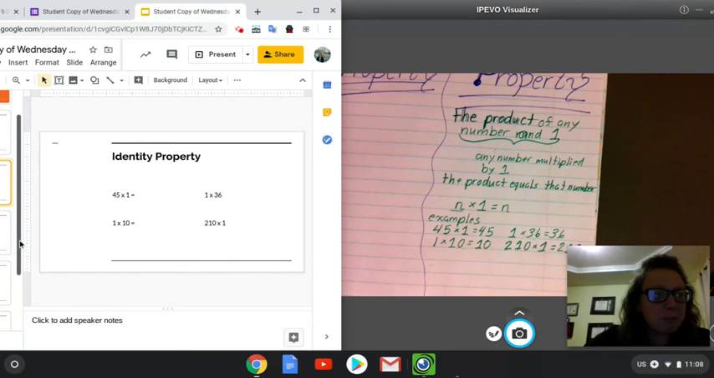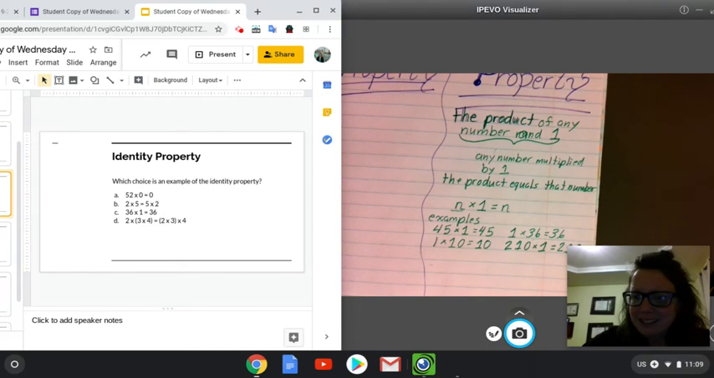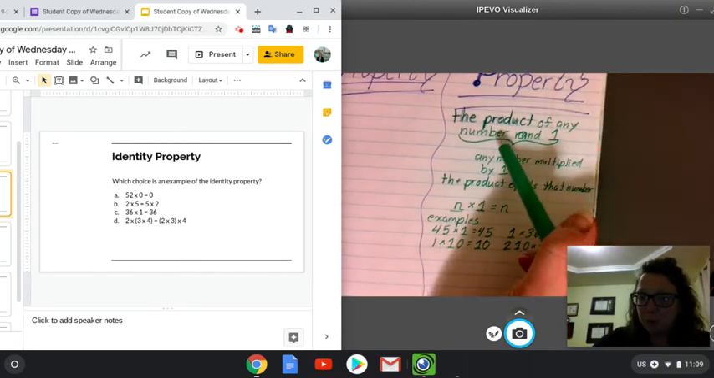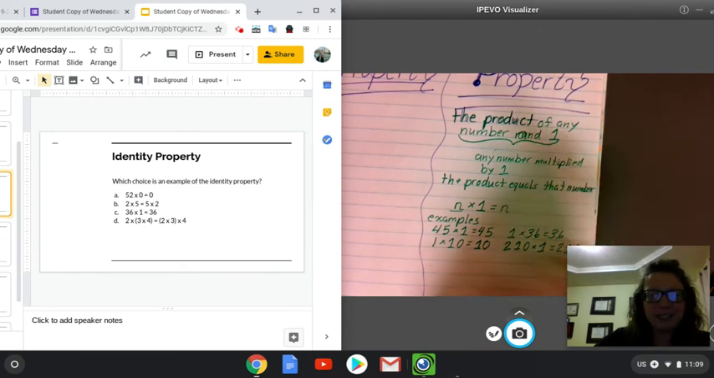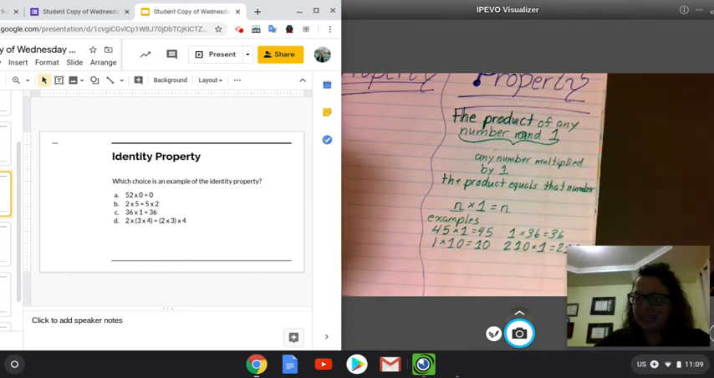Now that one is an easy one. Should be pretty fresh on our minds. Let's look at this, which is the kind of problem that you could possibly see on a test. Which choice is an example of the identity property? Well, so we're looking for something that has a 1. A and B, I don't see any. There's no ones, not any number that's multiplied by 1. C is our only answer.